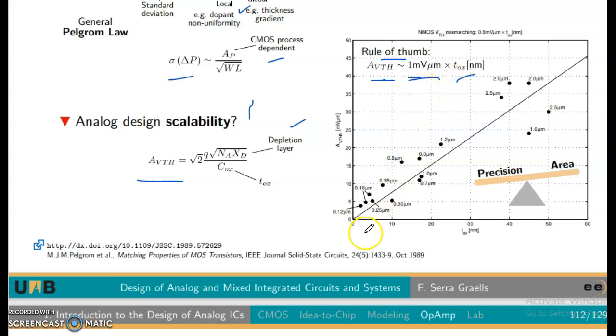Here these are all nanometers: 10, 20, 30, 40, 50, 60 nanometers. On the y-axis: 0, 5, 10, 15, 20, 25, 30, 35, 40, 45, 50 mV micrometer. Here the technologies: 0.12 micrometer, 0.25, 0.18, 0.30, 0.35, 0.61, 0.7, 1, 0.8 micrometer, then 1.2, 2.5, 2, 2.5, 1.6 micrometer. Here this is the precision area.